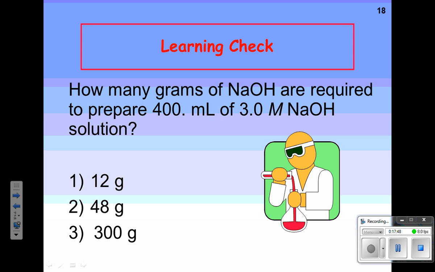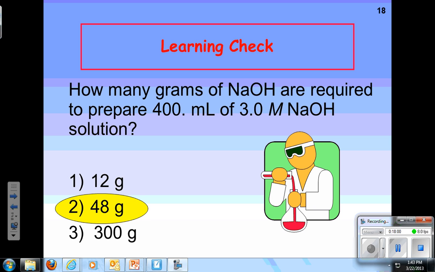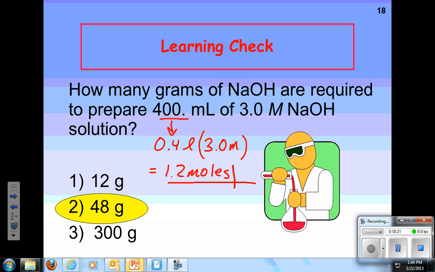Okay, how many grams? So we're looking at NaOH. I want you to figure out this problem, and then I want you to choose one of these, 1, 2, or 3, and we're going to have a poll here in just a second. Okay, so I converted this to liters, so you got 0.4 liters. And you're going to take this now and times it by it, and that will give you 1.2 moles. And then you just take that 1.2 moles, and in 1 mole, there's about 40, right? And that's how you get the 48.